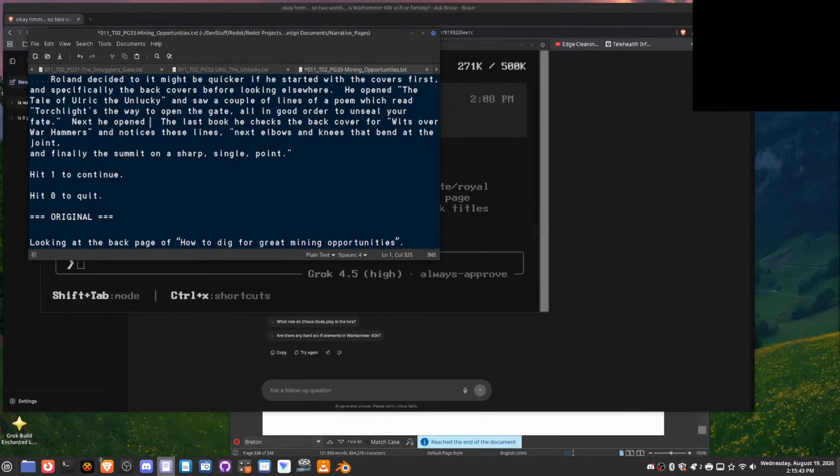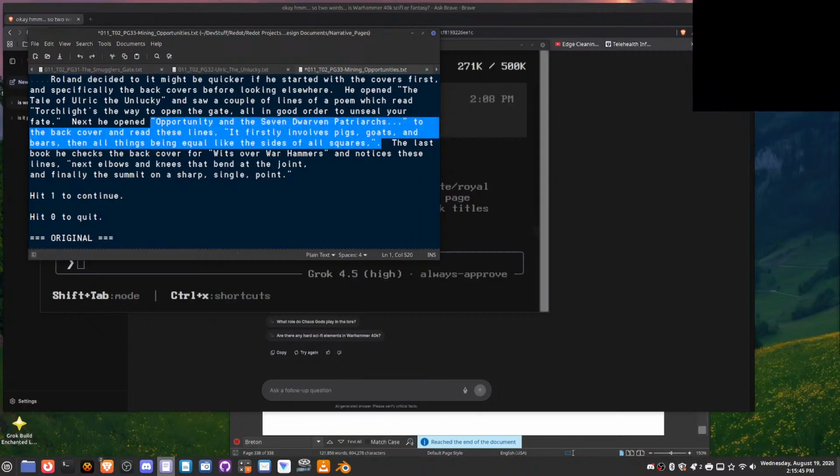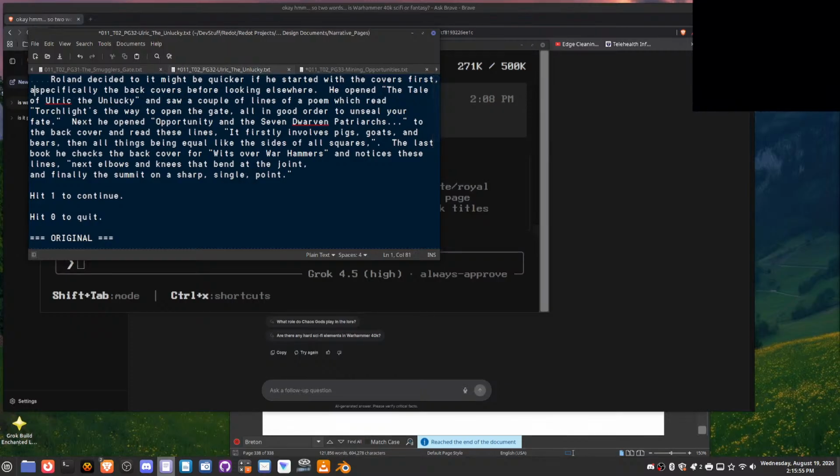Last book he checks. Okay, let me go back and reread this first. Roland decided it might be quicker if he started with the covers first, specifically the back covers before looking elsewhere. He opened The Tale of Ulrich the Unlucky and saw a couple of lines of poem with: Tread torch us the way to open the gate, all in good order to unseal your fate.